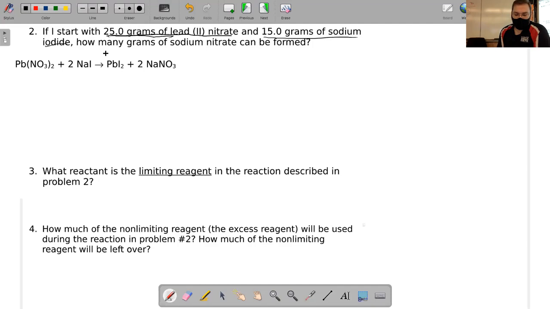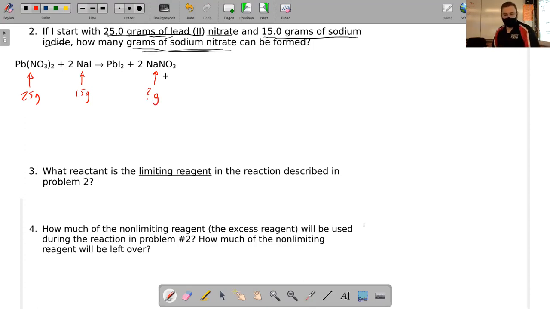Anyway, the plan always is to take the quantities of the 2 chemicals or 3 chemicals or whatever that you know as reactants and convert both of those quantities into the quantity of the product that we're interested in or trying to make. So we know we've got 25 grams of this and 15 grams of this. And the question is, how many grams of sodium nitrate do we make? How many grams of sodium nitrate?